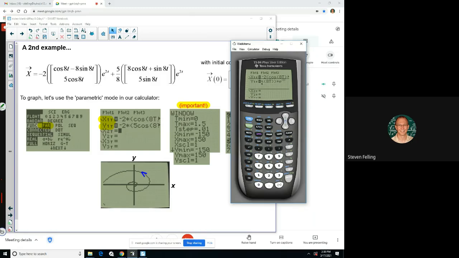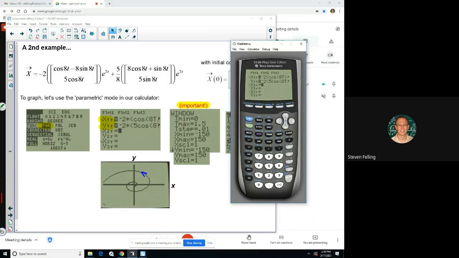So let me put 2t back in there again, and then down off the line, plus 5/8 times the parentheses, and this time it's going to be 5 times sine of 8t. Close the sine parentheses, close the parentheses, and then times e to the 2t. Okay, so if you carefully enter the x and the y rows separately, then you can plot this.